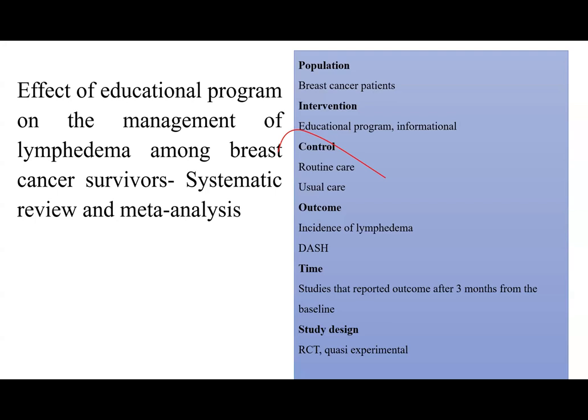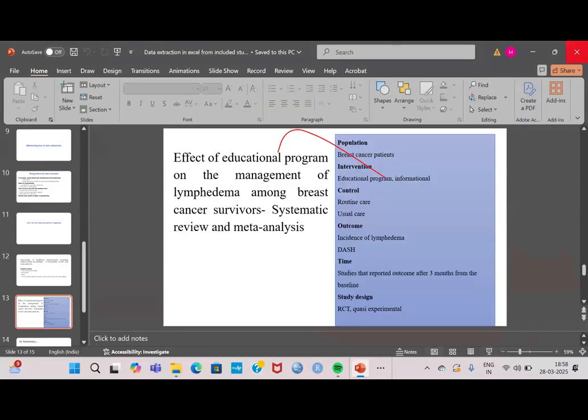And our outcome will be the incidence of lymphedema and DASH. What is DASH? That is disability in arm, shoulder and hand. And time: studies that reported the outcome after 3 months from the baseline. So I will only take those outcomes which have reported the data after 3 months from the intervention. And study design will be the randomized control trial and quasi-experimental study. We will include them in this study.